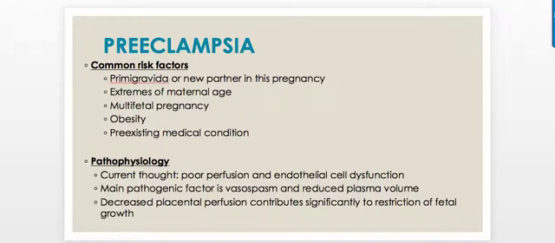It also occurs more frequently in women with multifetal pregnancies, ages younger than 19 and older than 40, obesity, and pre-existing medical or genetic conditions such as chronic hypertension, renal disease, type 1 diabetes, and collagen disease. The cause for preeclampsia is unknown. The current thought is that the pathological changes that occur in a woman with preeclampsia are caused by disruptions in placental perfusion and endothelial cell dysfunction.